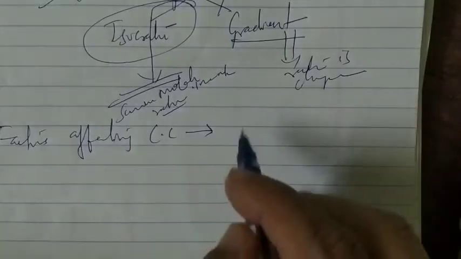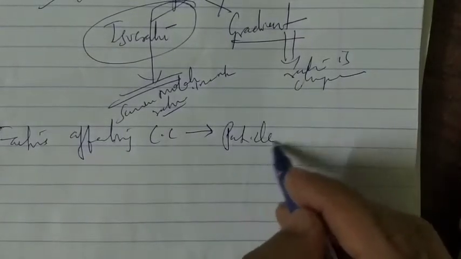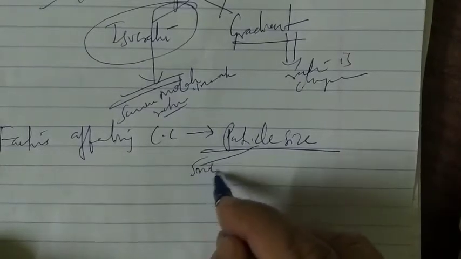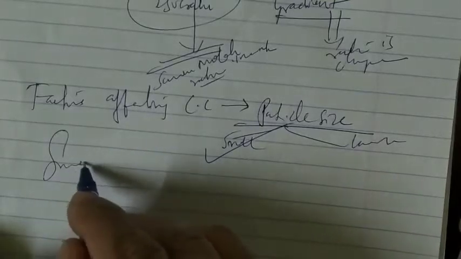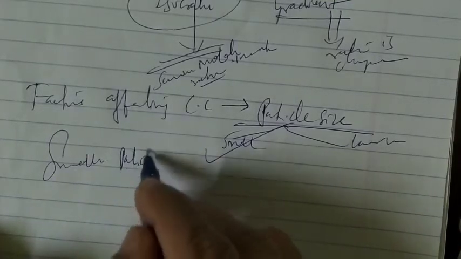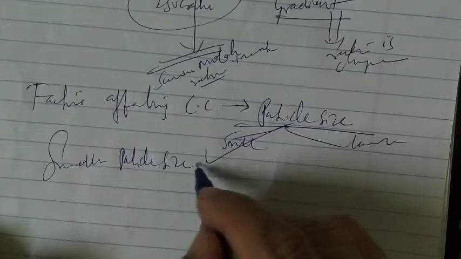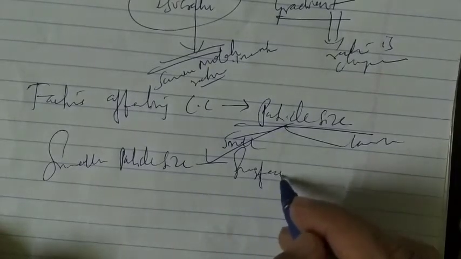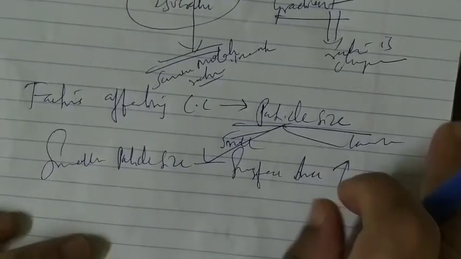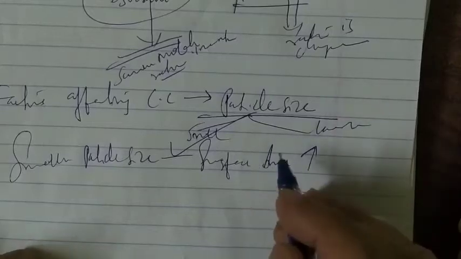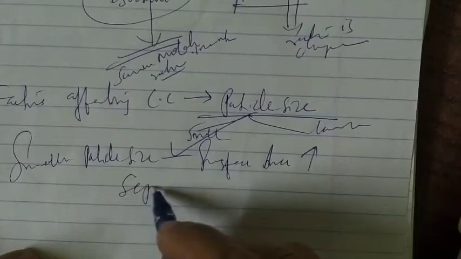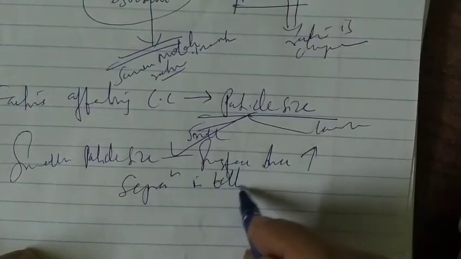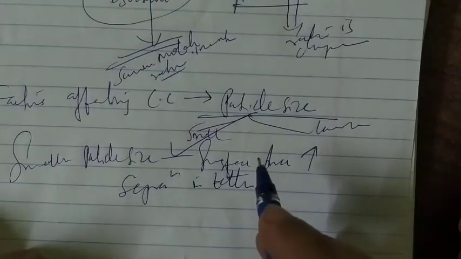So the first one is particle size, very important. Either it will be small particle size or large particle size. So this is better. If you go for smaller particle size, what will happen? The surface area increases, we know that. If surface area is increased, so what will happen? The separation is better. This is what happens.